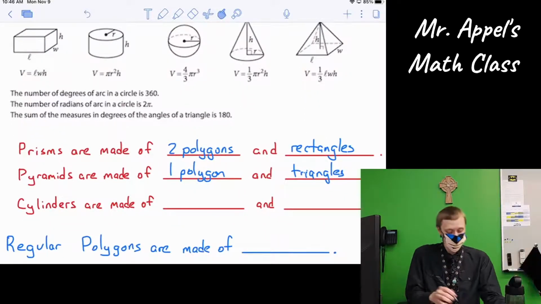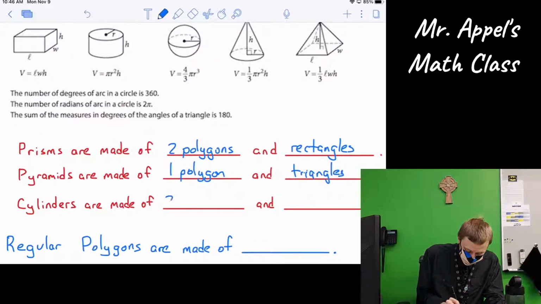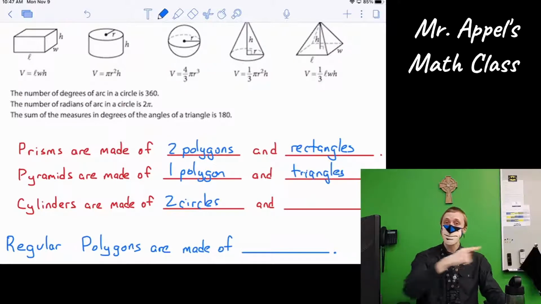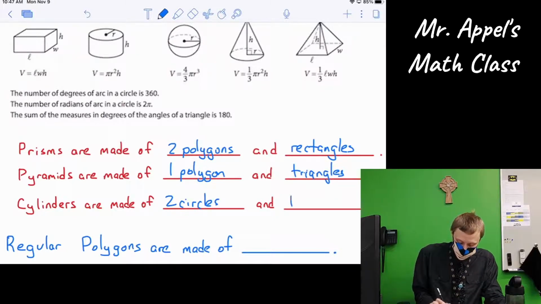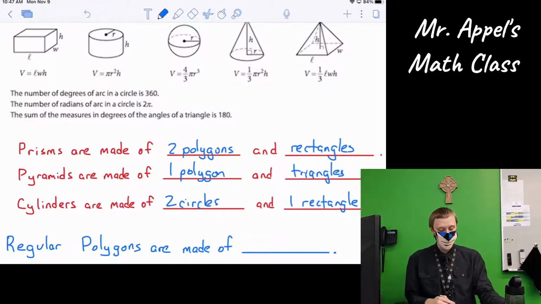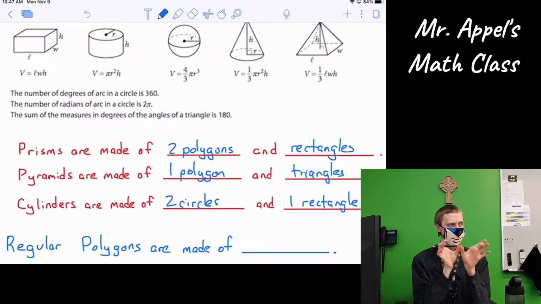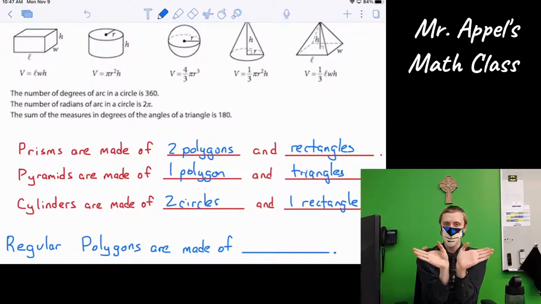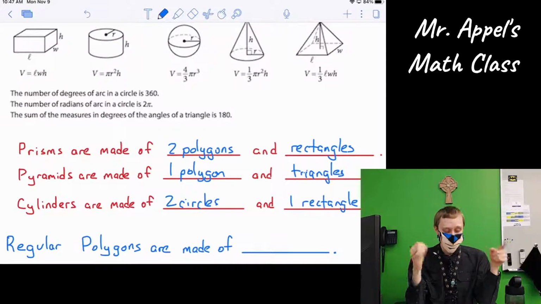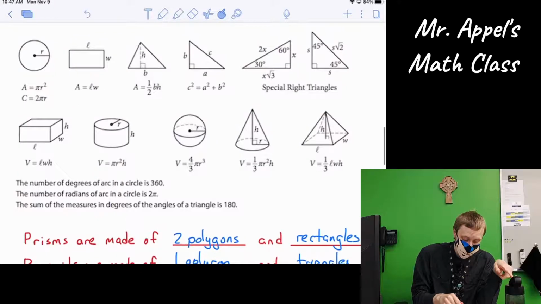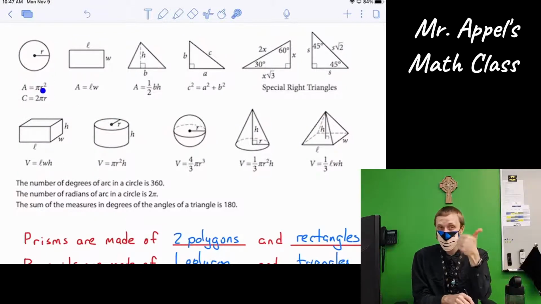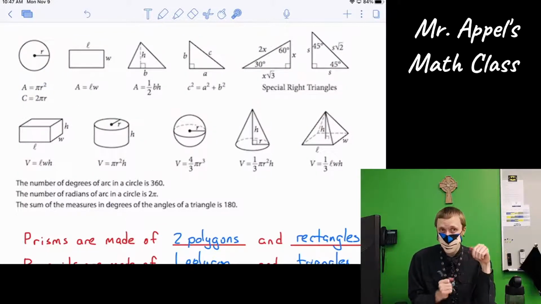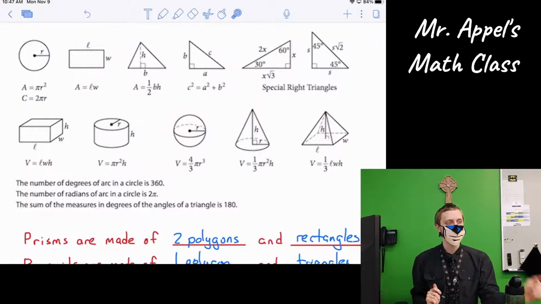Okay. And then cylinders are made up of two circles and one big rectangle that wraps all the way around the outside. And that's probably the trickiest one because the length, if you will, of the rectangle, the wrapping around dimension, that is the circumference of the circle. So you will actually need both of these formulas, the area and the circumference of the circle formula, to find surface area of a cylinder.